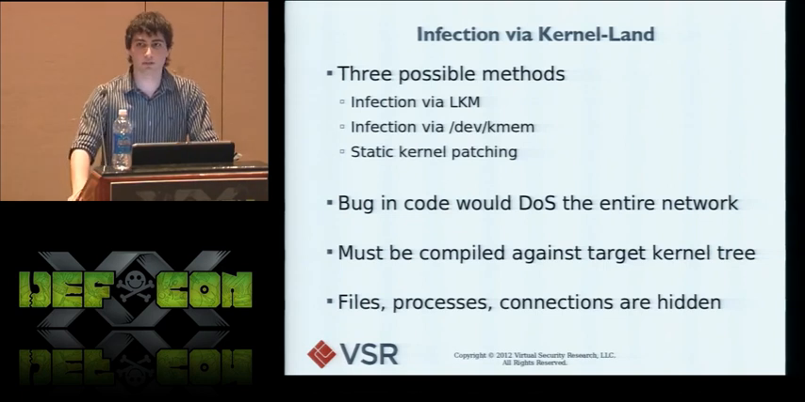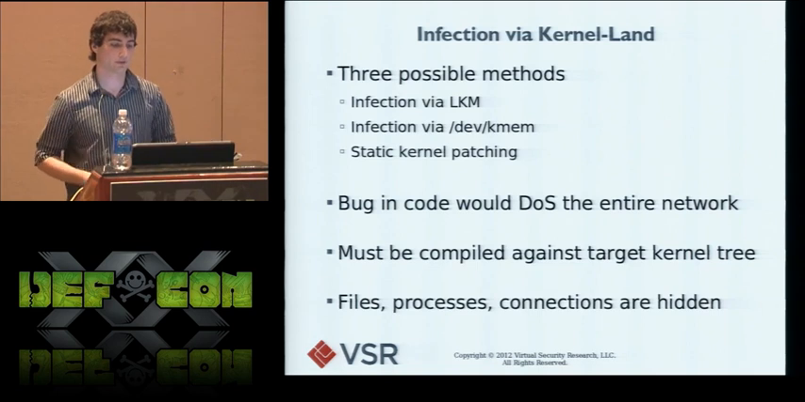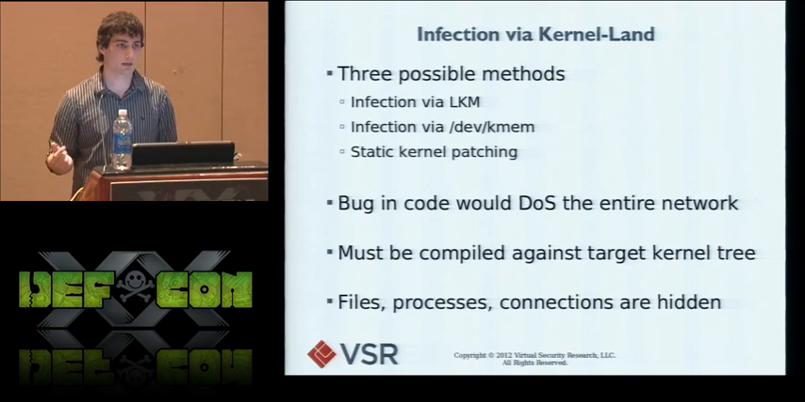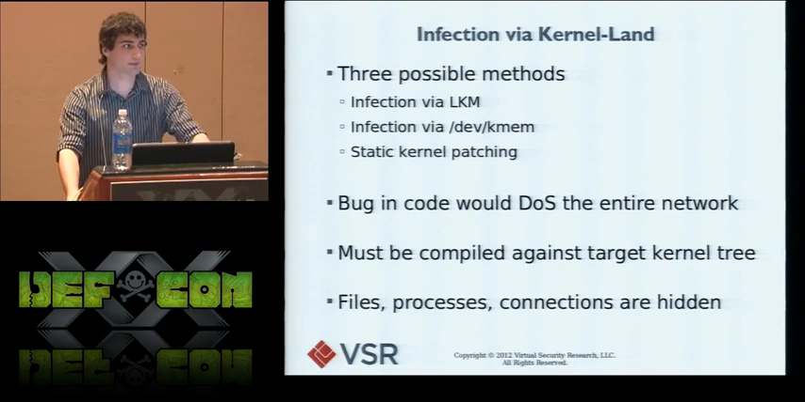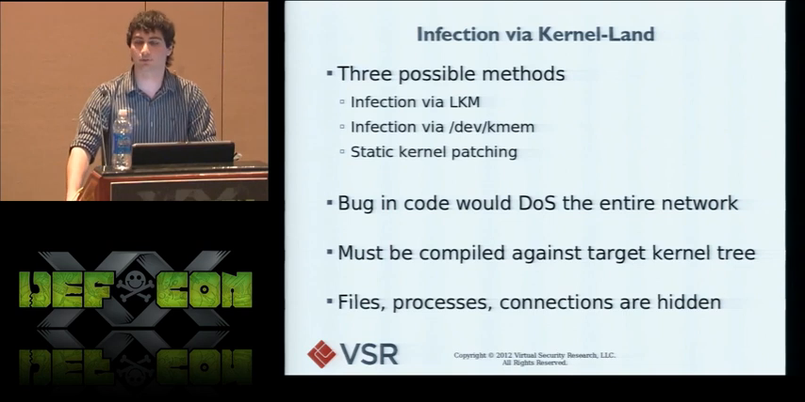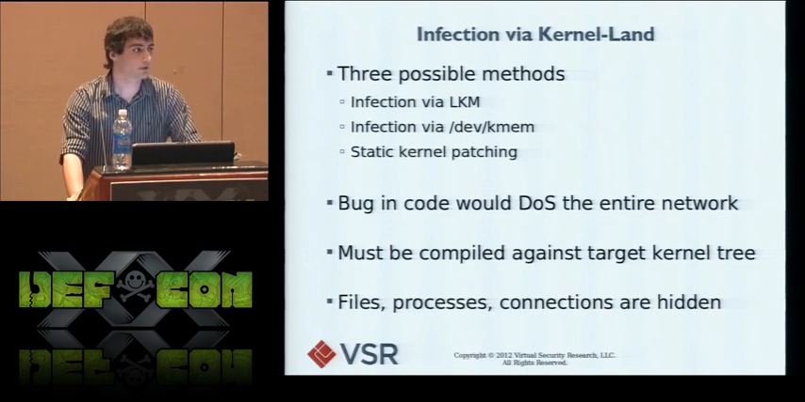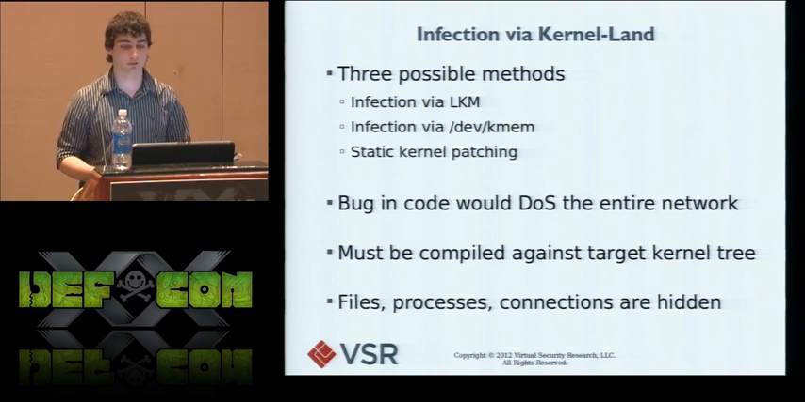So our next vector could be infecting it via kernel land. We have three possible methods: infection through a Linux kernel module, infection through /dev/kmem, where we're basically editing kernel memory on the fly, or we can do static kernel patching. The problem is that a bug in the code is not just going to kill our payload as userland would, but it's actually going to take down the router and take down the entire network. So if we do any kernel land modifications, we're going to have as little code as possible, and put as much code as possible in userland if possible.